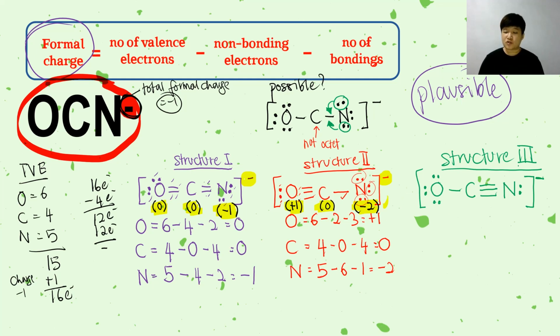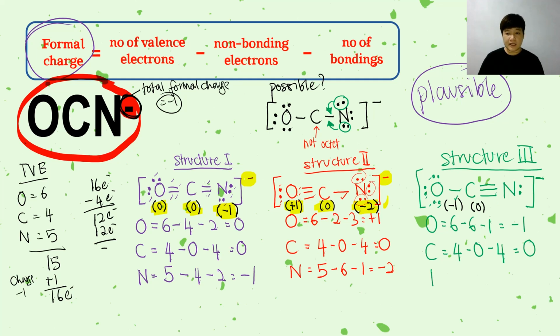Last but not least, structure 3. So calculate the formal charge of oxygen in structure 3. You have valence electron 6 minus non-bonding electron 6 over here, minus number of bonding 1. So you have 6 minus 6 minus 1. You have negative 1 oxygen over here. So your oxygen calculated negative 1. Carbon, valence electron 4 minus non-bonding electron 0 minus number of bond 4. Therefore, carbon is 0. Carbon again remains 0 in your structure 3.